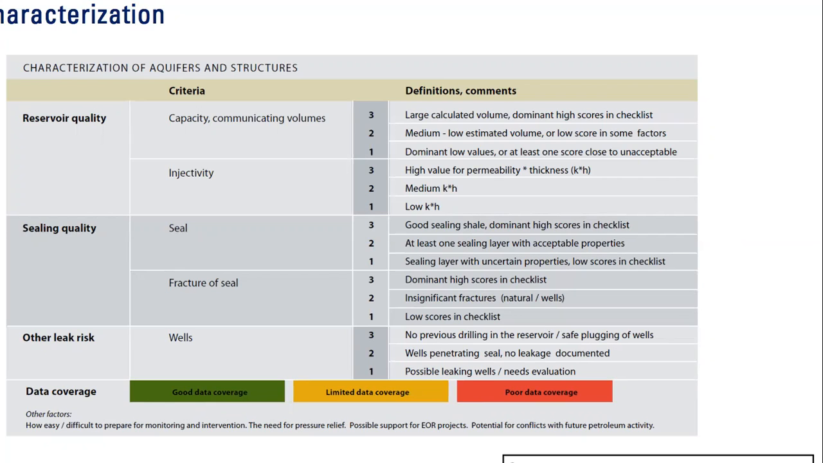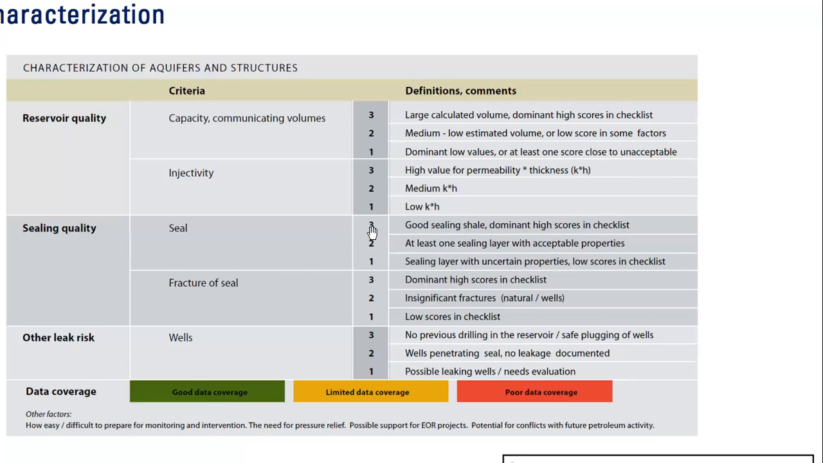If you want to convert your aquifer into a CO2 storage, then you need to characterize the sealing layer, the seal rock, the cap rock. You will need to characterize and quantify the permeability, thickness, porosity, and so on and so forth. And you will get a medium score if you have at least one sealing layer with acceptable properties. And if you have a good sealing shale, with dominant high scores in the checklists, you will get a good score.